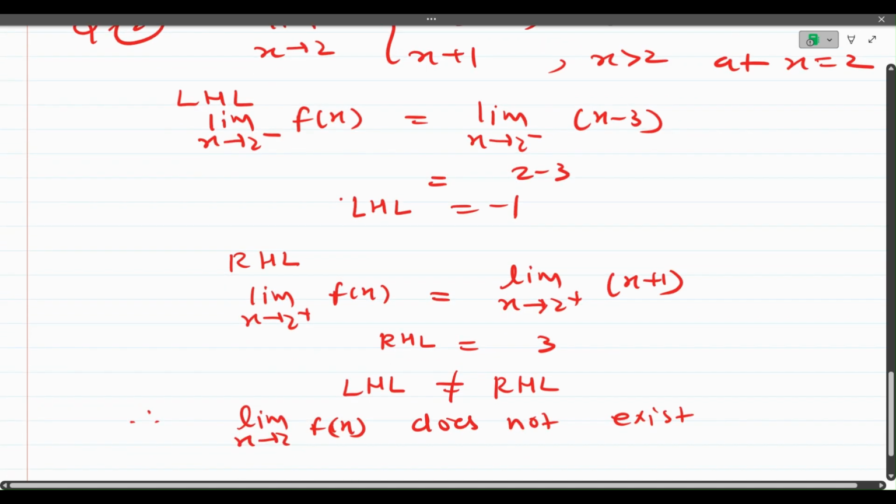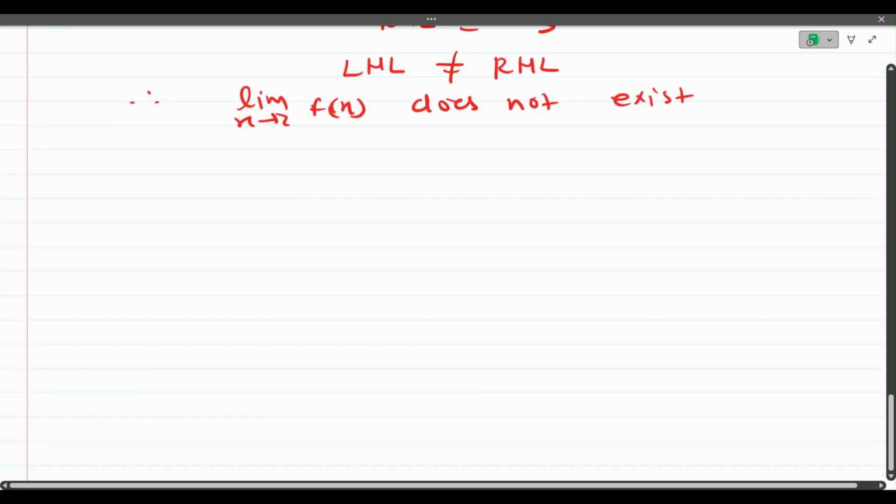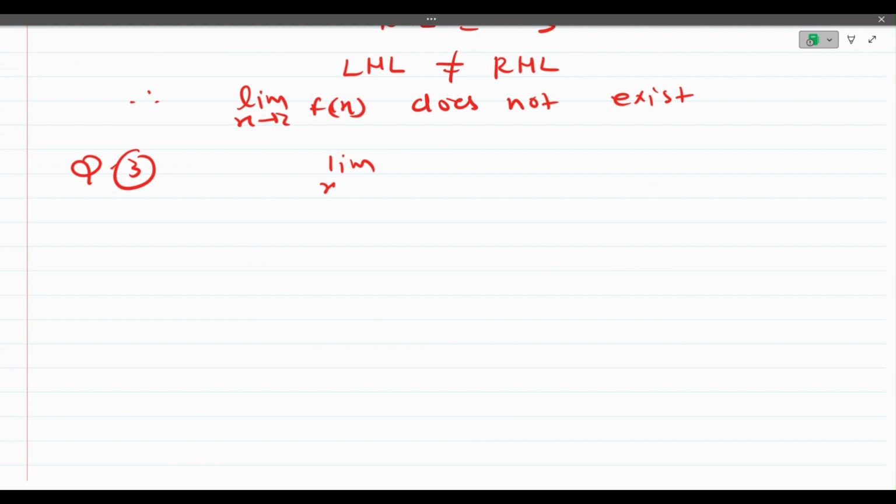Okay, now let's move to question number 3. Here it's the limit as x approaches 1 of f(x), which is x plus 1 if x is smaller than 1, and x squared plus 1 if x is greater than 1.